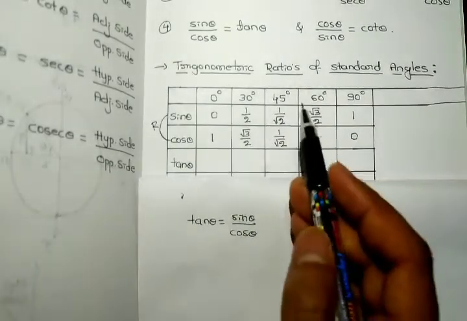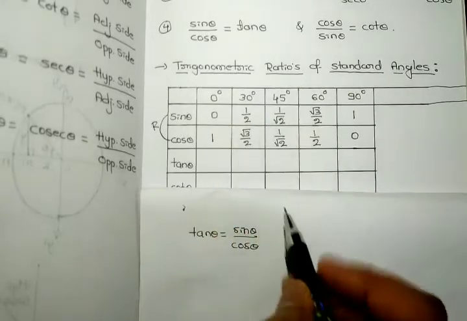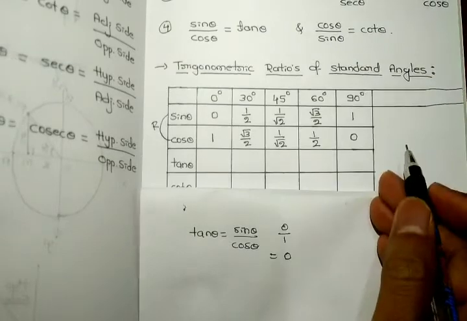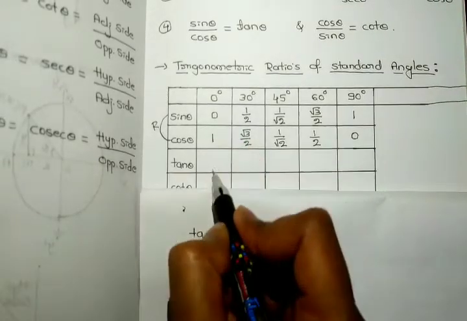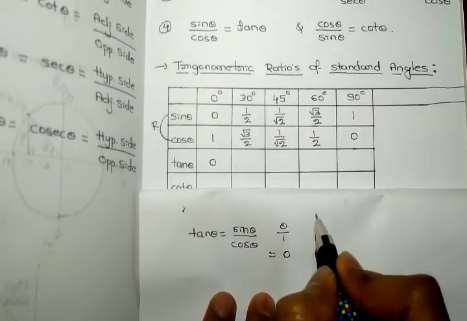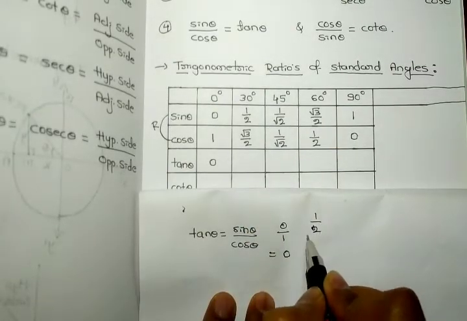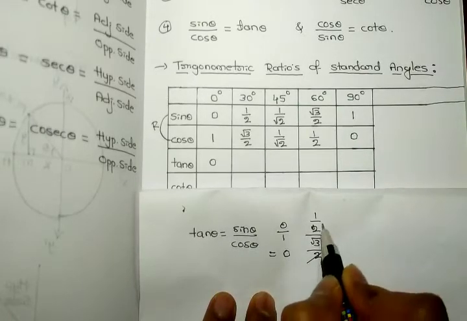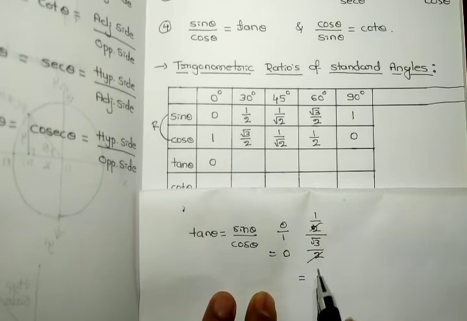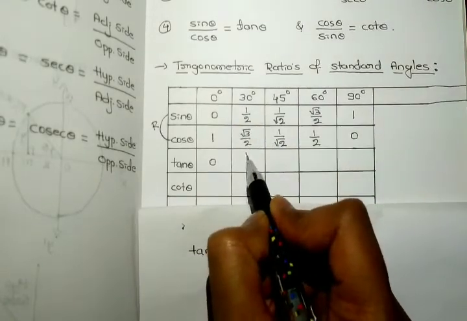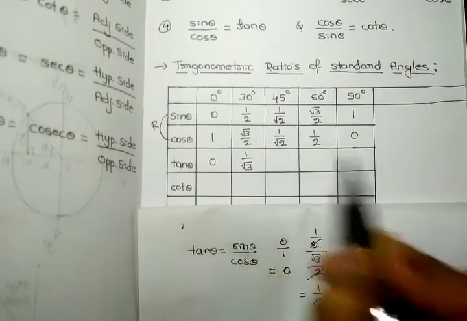So see the first one. Here 0 is there, here 1 is there. 0 divided by 1 is nothing but how much? 0, correct? Next, 1 upon 2 divided by root 3 divided by 2. Here 2 and 2 get cancelled. So what is the remaining value? 1 divided by root 3.